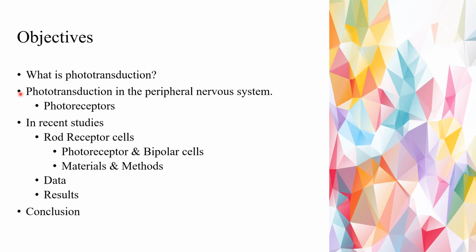Our objectives: What is phototransduction? Phototransduction in the peripheral nervous system. We'll discuss photoreceptors and information from recent studies, which will include rod receptor cells, photoreceptor and bipolar cells, materials and methods, data, results, and then we'll have our conclusion.